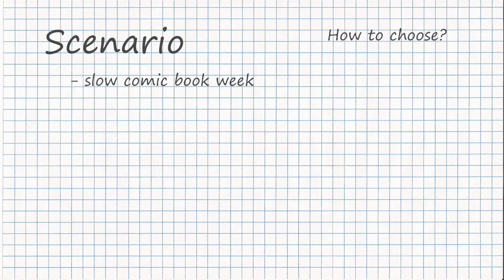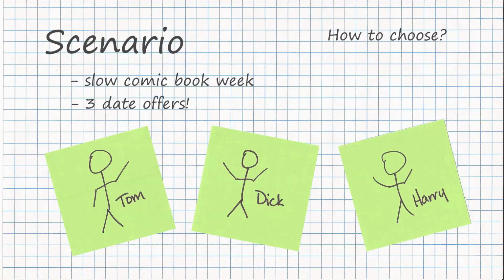So here's the situation. It must have been a slow comic book week because I've had 3 different guys call me up to see what I'm doing on Friday. Let's go ahead and call these guys Tom, Dick, and Harry. 3 dates. 1 Friday night. What's a nerdy girl to do? Well, this one is building a scoring model.